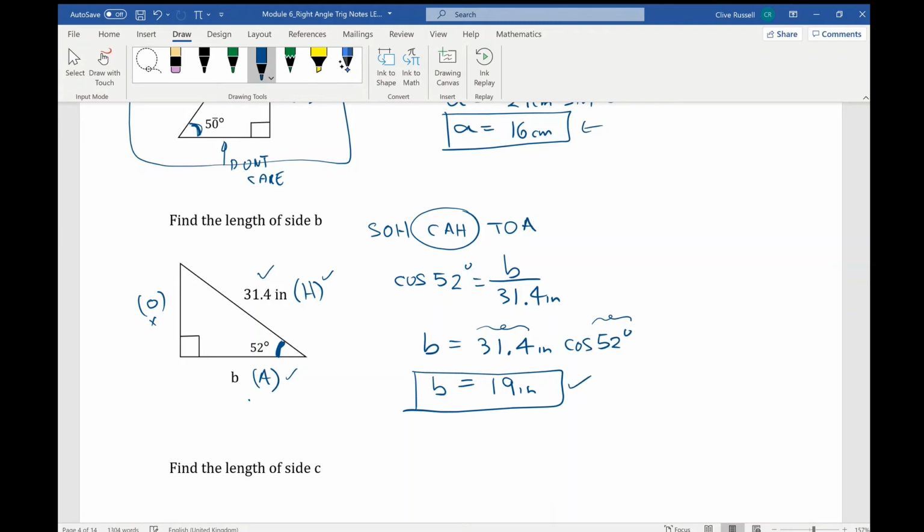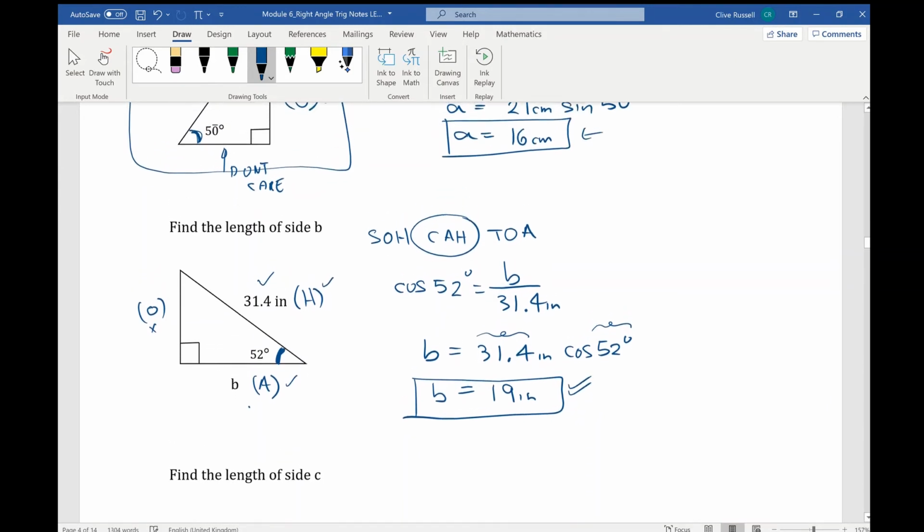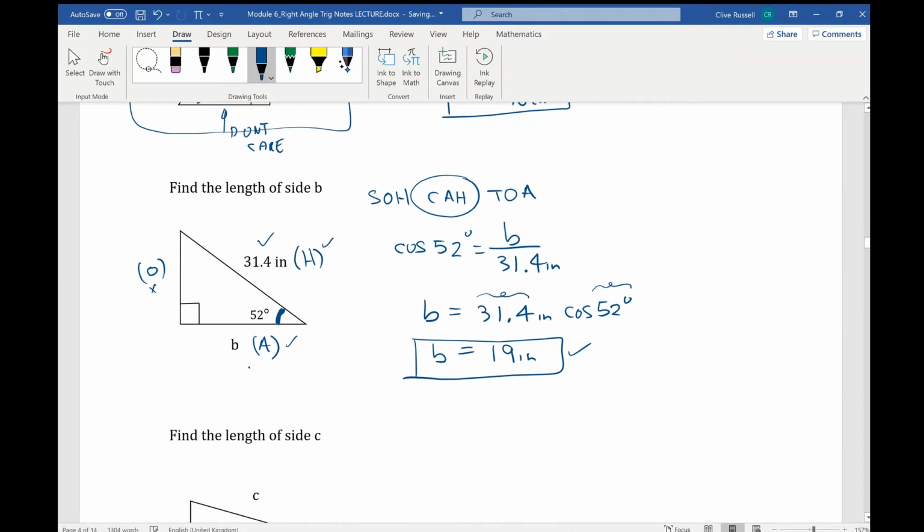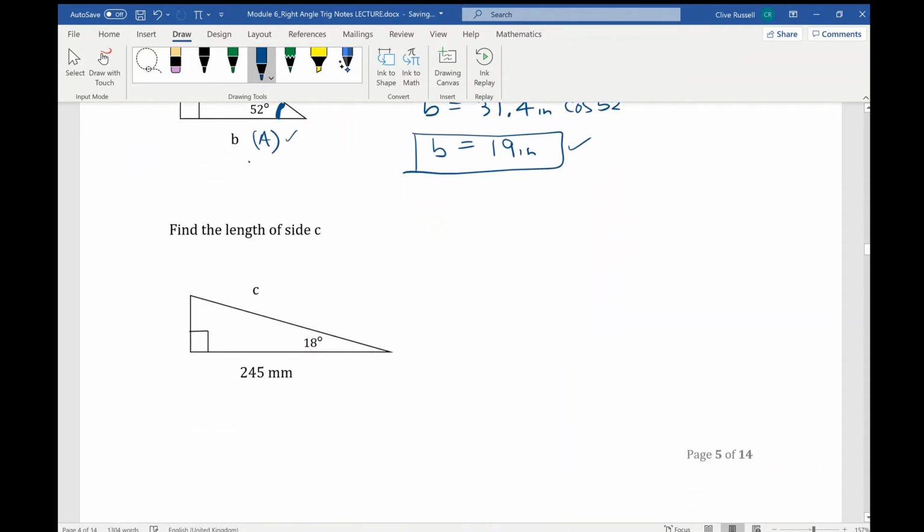That's going back to what we did in the course. All right, let's look at our third example, which says find the length of C. So now you're getting into the whole thing. Again, you're given an angle and a side.